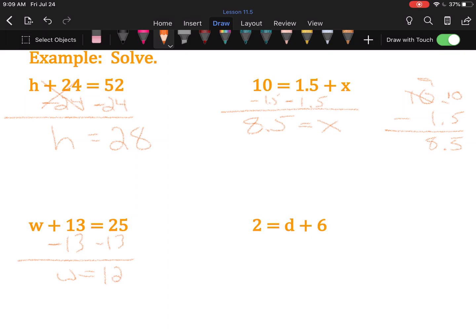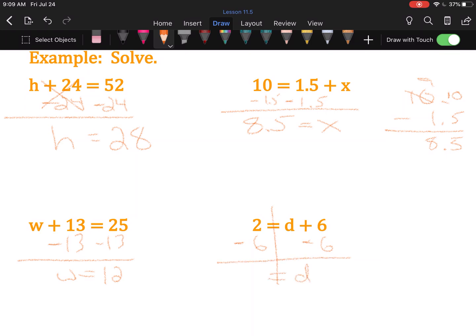Now, I'm going to show you one little thing. Some people, to help make sure they're doing the same thing on both sides, will draw a line straight down through the equal sign. Whatever you do on the right or left side, you must do to the other side. So here, to get d by itself, since it's plus 6, I'm going to subtract 6. If I do that on the right side of the line, I have to do it on the left side of the line.